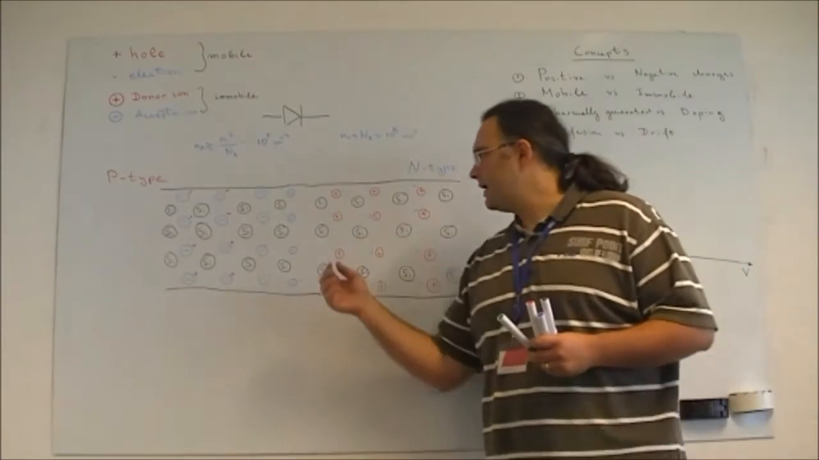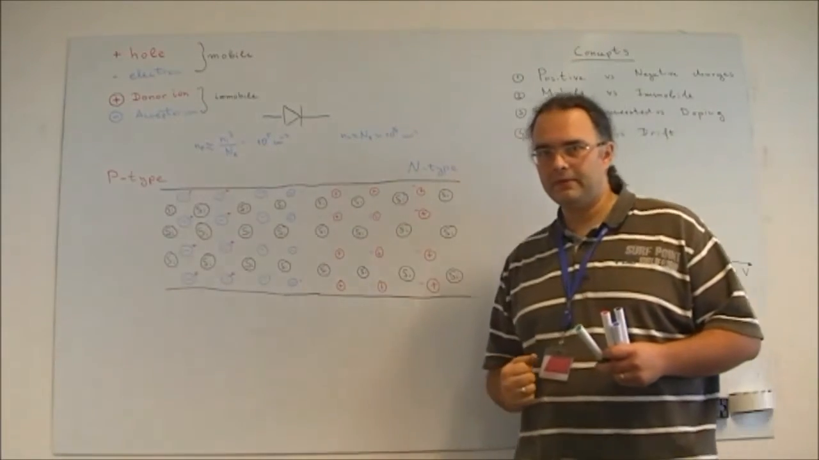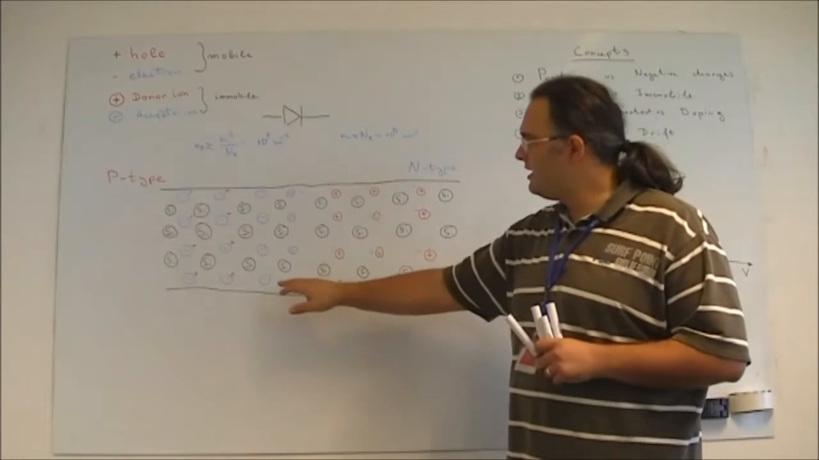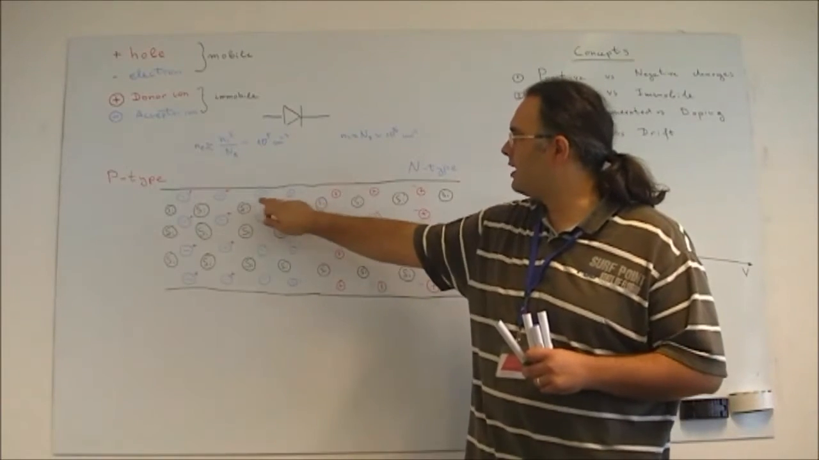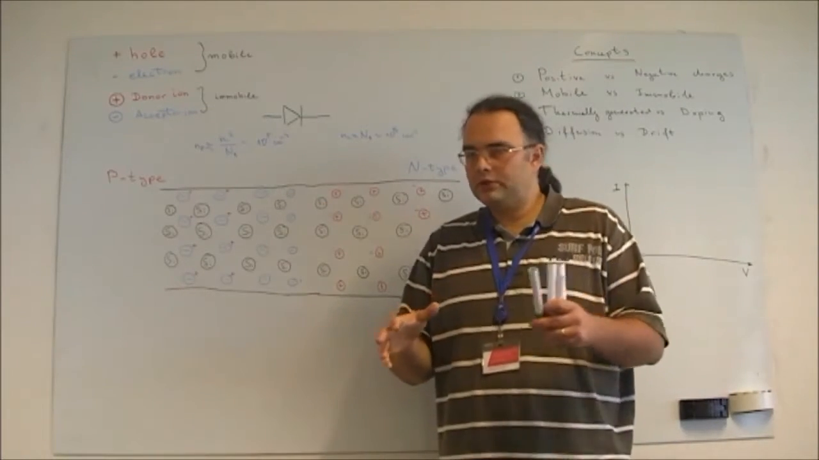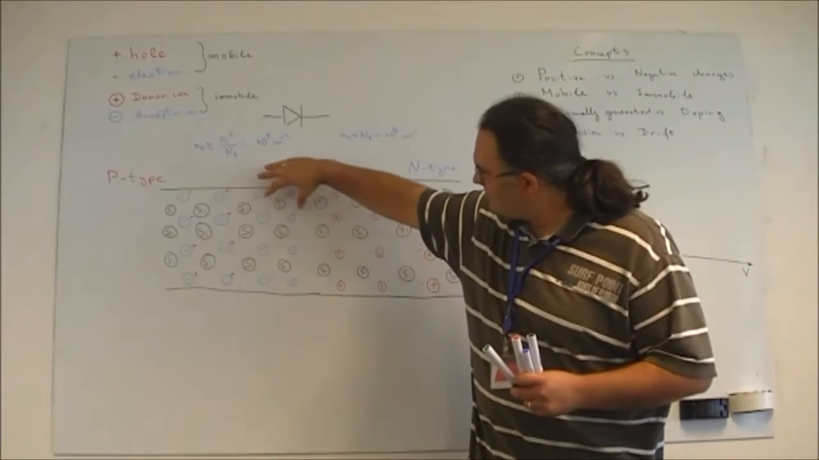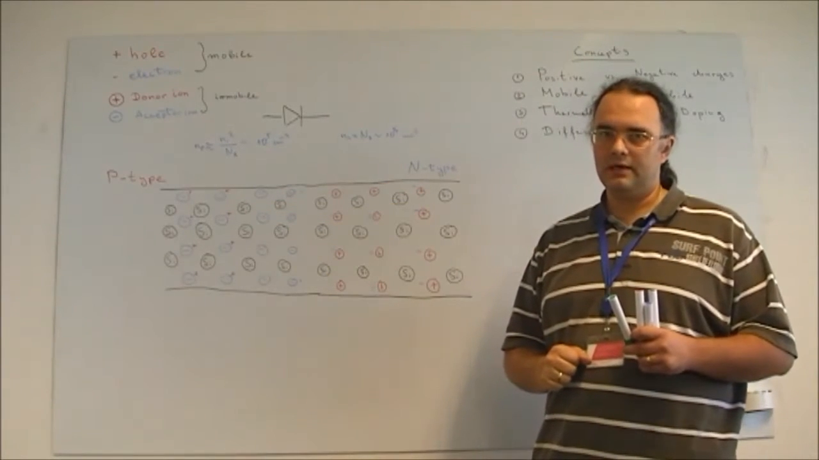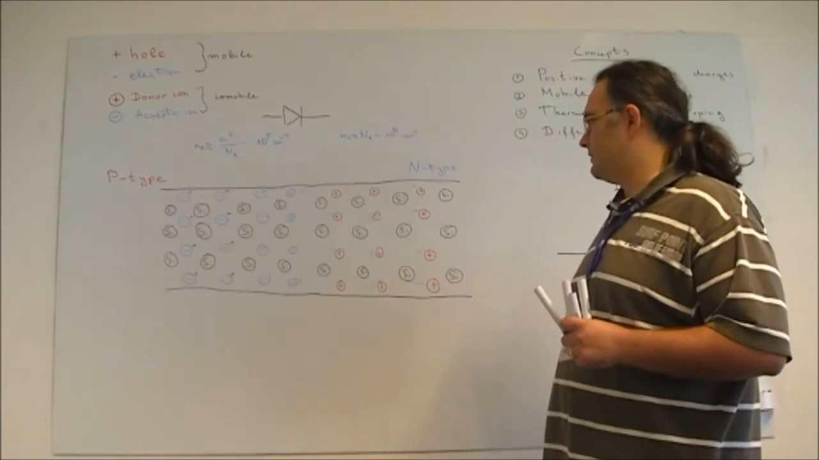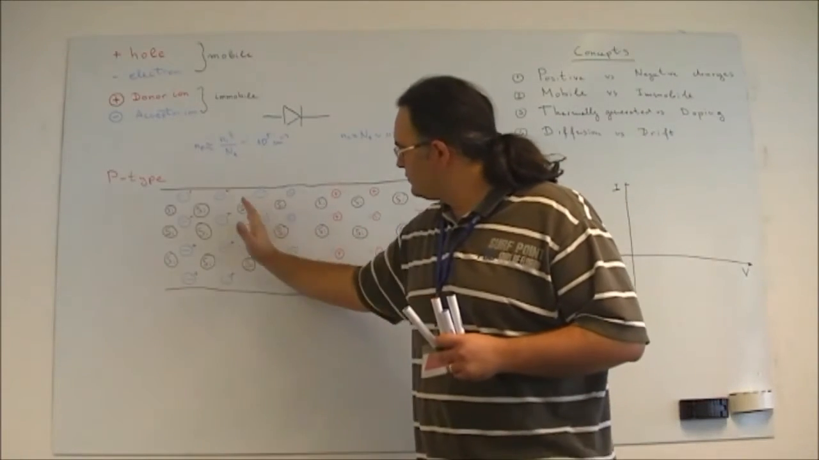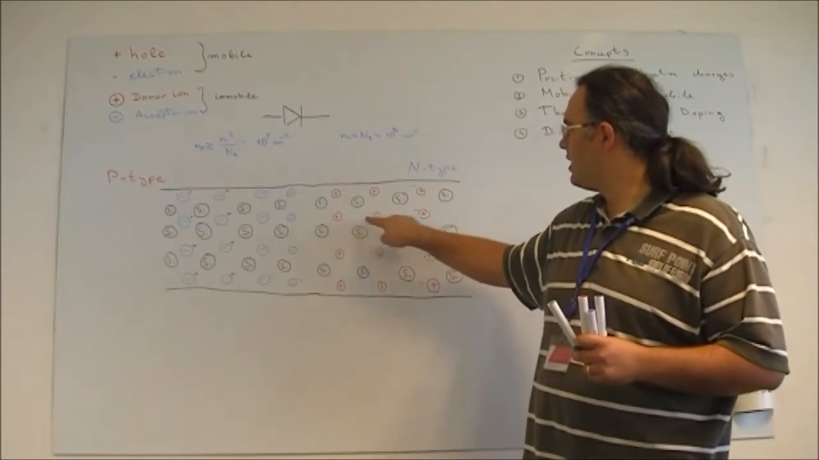So what happened as the mobile charges, for example the holes, move from the p-type to the n-type through diffusion, they leave behind the immobile, negatively charged acceptor ions. So they are locked in the crystal, the silicon crystal, they cannot move, the ions. So a net negative charge remains here. The similar thing happens in the n-type semiconductor. As the electrons diffuse to this side, they leave behind the positively charged donor ions.